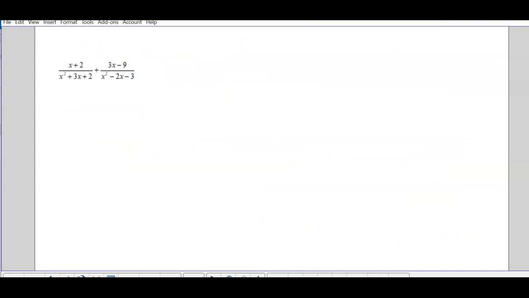Next one, same type of deal. Factor first. See if you can divide anything out. Do not start going, oh, yeah, that 3 goes into that 9, those 2s divide out, that kind of thing. Factor first. Maybe within one of the fractions or both of them, you can divide something out.